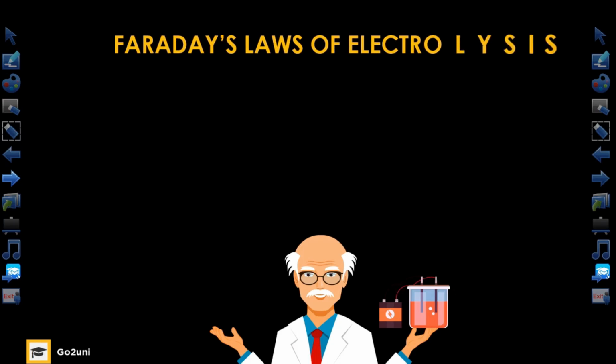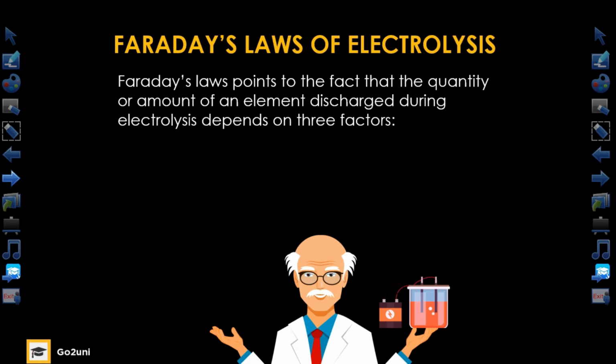Faraday's laws of electrolysis. When we talk about the laws of electrolysis as put forward by Faraday, also known as Michael Faraday, he puts forward two concrete laws which point to the fact that the quantity or amount of an element discharged during electrolysis depends on three factors.